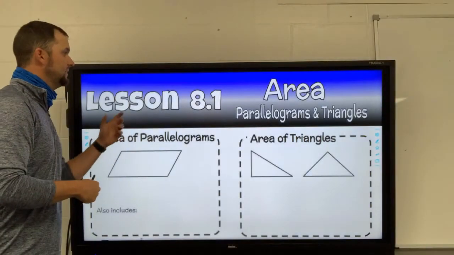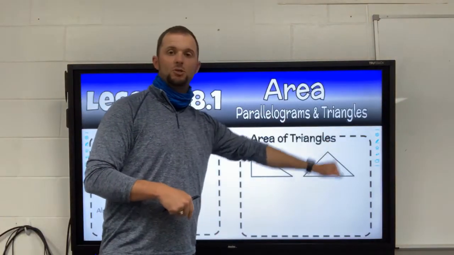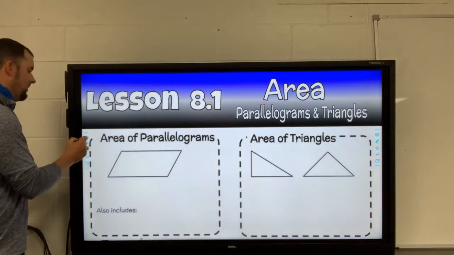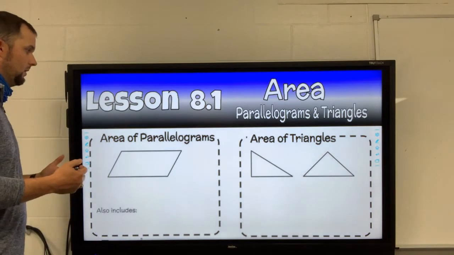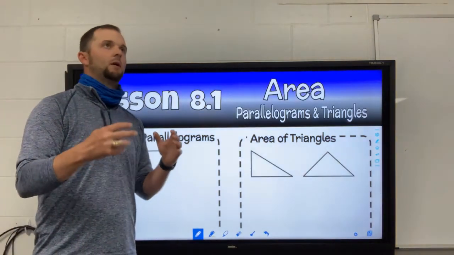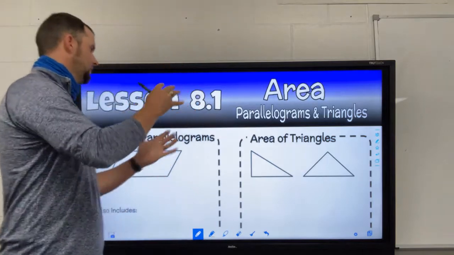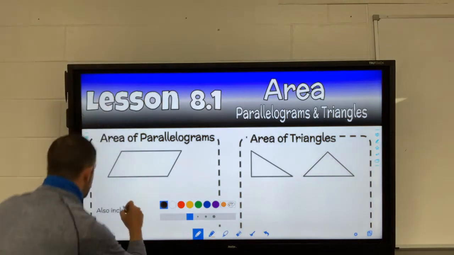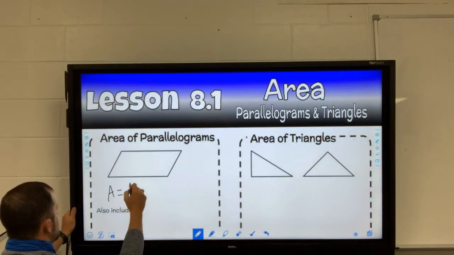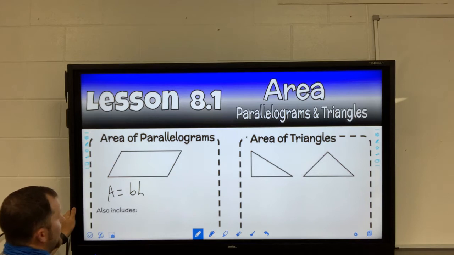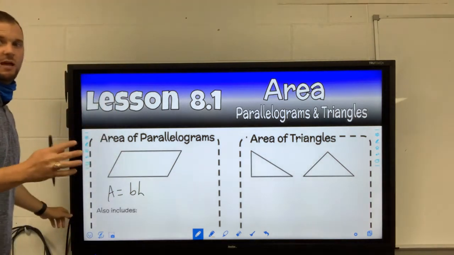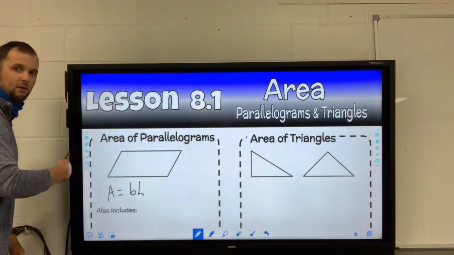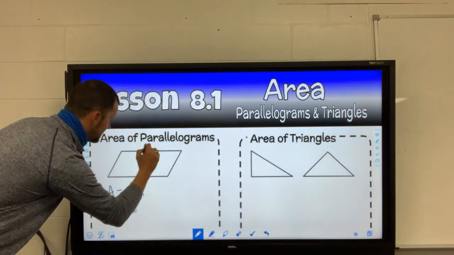So the first one we're looking at is 8.1, area of parallelograms and triangles, okay? The first thing we're going to look at is specifically, how do I find the area of a parallelogram? Well, I know that a parallelogram is technically a rectangle that's slanted. So literally the formula to find the area of a parallelogram is going to be A equals base times height, okay? The base of my parallelogram is going to be one of these bases on the bottom here, one of the long bases here. So I can call this my B.